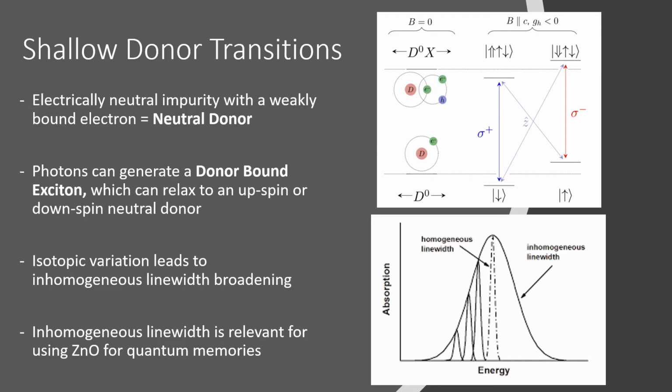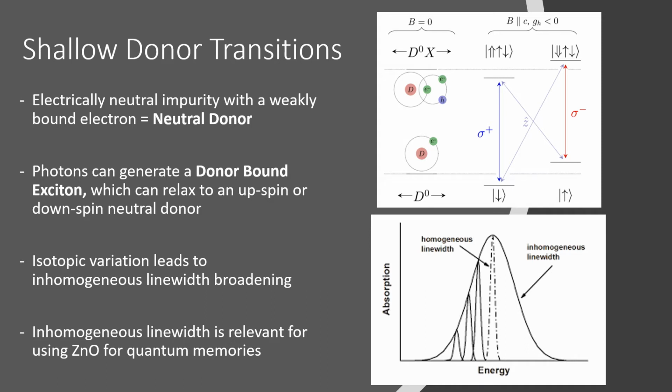Before an impurity has been excited, it will sit in a state we call the neutral donor state, which consists of just the positive impurity and the weakly bound electron. These impurities are called shallow donors, as the electron can travel up to multiple lattice sites away from the impurity. If we use the correct laser wavelength and polarization, we can excite another electron, leaving us with 2 electrons and 1 positively charged hole orbiting the impurity. This state is called the donor-bound exciton.